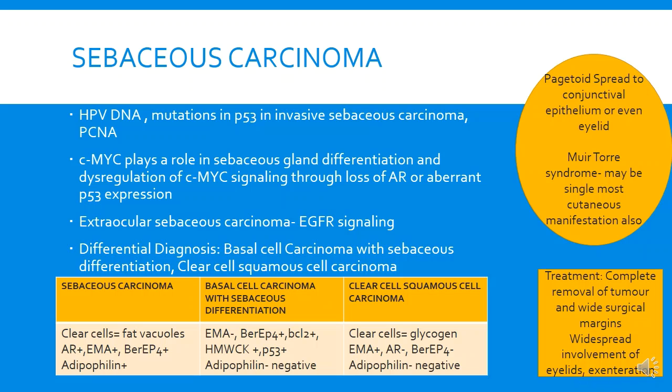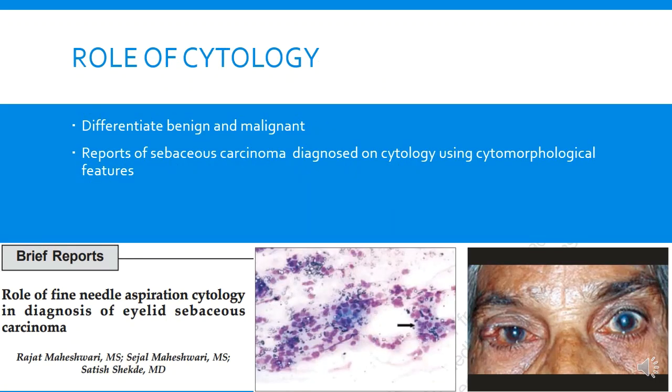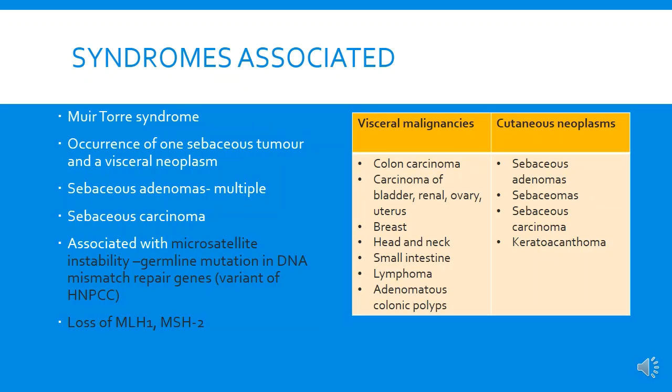What is the role of cytology in diagnosing a sebaceous tumor? If you do an FNAC, it should help you to differentiate between benign and malignant tumors. The presence of hyperchromasia, marked atypia, and sometimes fat vacuoles will help you to diagnose a sebaceous tumor on cytology using cytomorphological features. Syndromes associated with sebaceous tumors: the most important one is Muir-Torre syndrome, wherein you have occurrence of a sebaceous tumor and a visceral neoplasm.